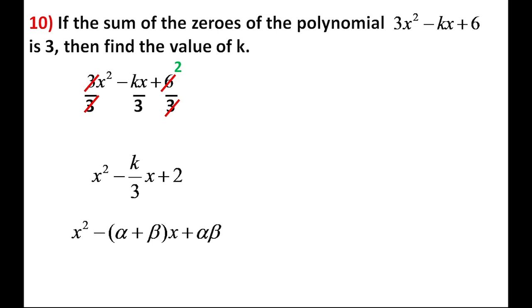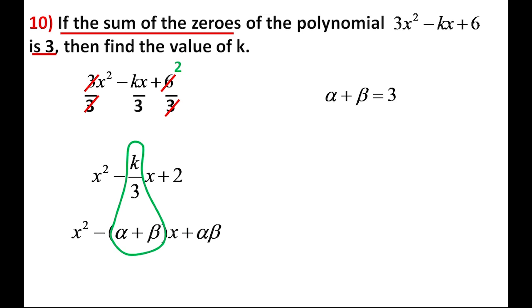And our general form is x square minus alpha plus beta into x plus alpha beta. From that we can understand alpha plus beta equal to k by 3 and alpha beta equal to 2. But from the question we can understand sum of the zeros is 3. That means alpha plus beta equal to 3. From the equation we can understand k by 3 equal to 3 or k equal to 9.